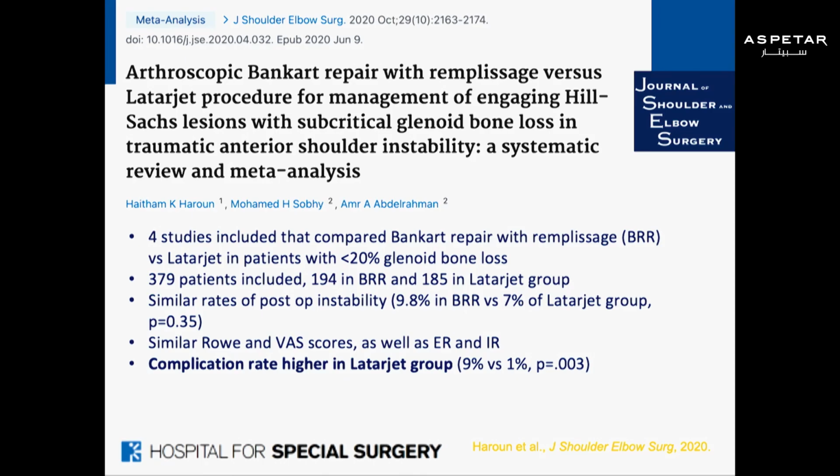So this was a systematic review and meta-analysis looking at arthroscopic Bankart, 4 studies that compared remplissage versus Latarjet with an engaging Hill-Sachs lesion and, again, subcritical glenoid bone loss. They found similar rates of postoperative instability, similar outcome scores, similar internal and external rotation, but a much higher complication rate in the Latarjet group, 9% versus 1%. They didn't specifically say what the complications were, but again, what I showed on that last slide: screw impingement, sometimes early arthritis. So while some are relatively benign, others were more severe.